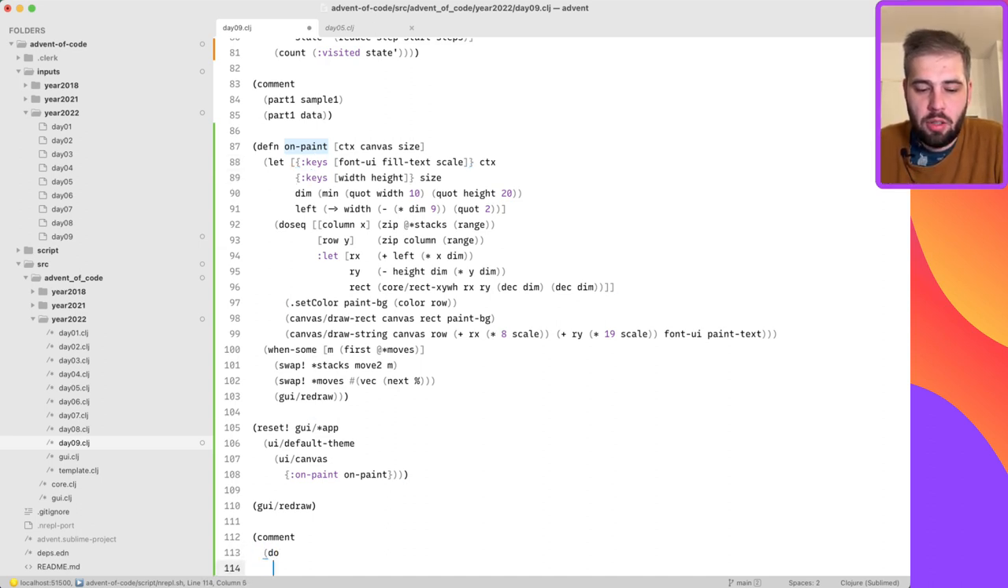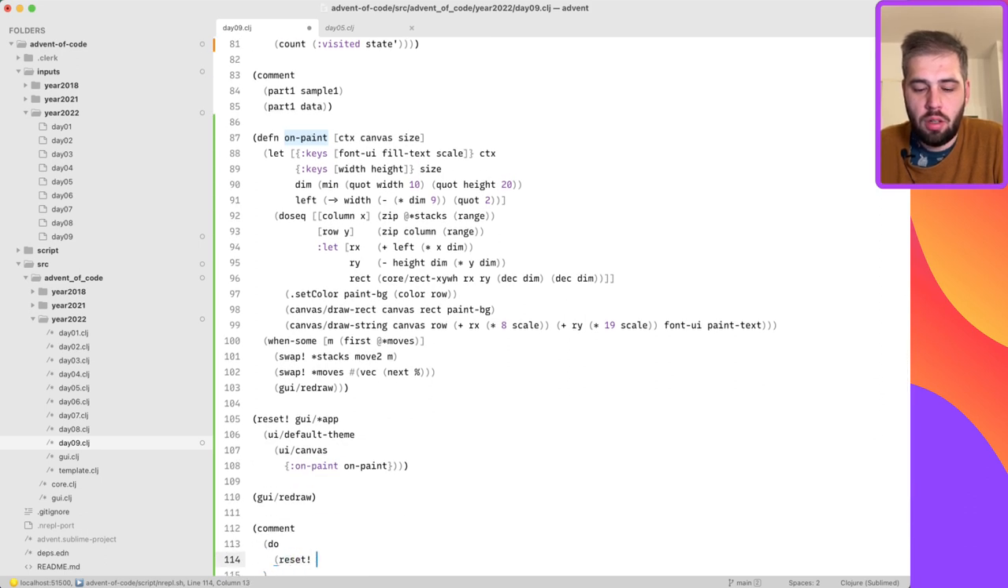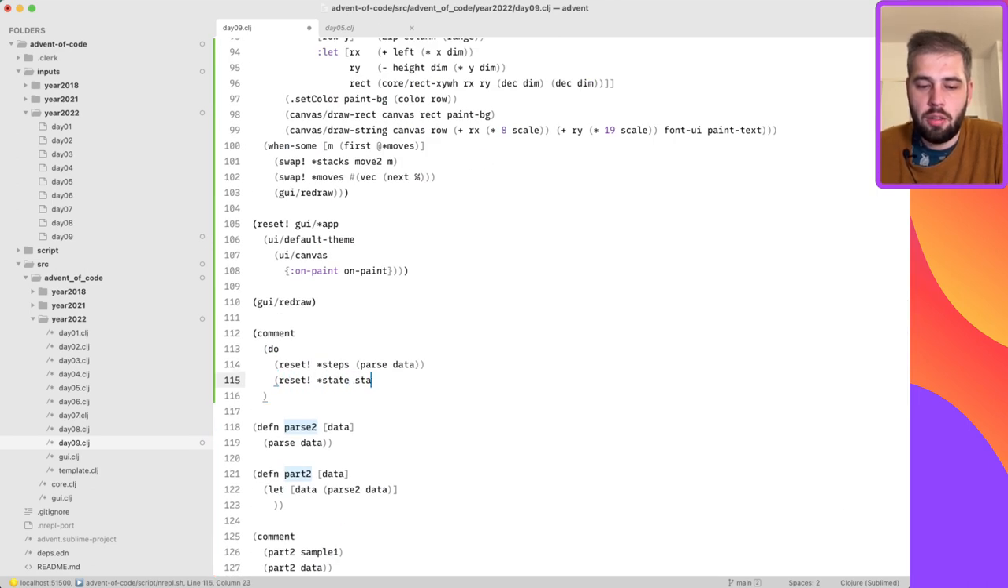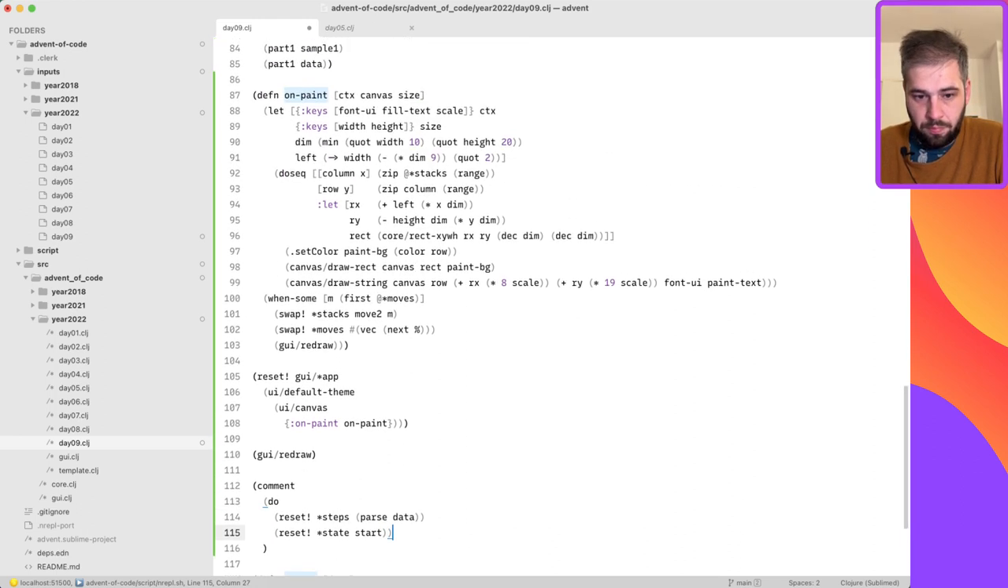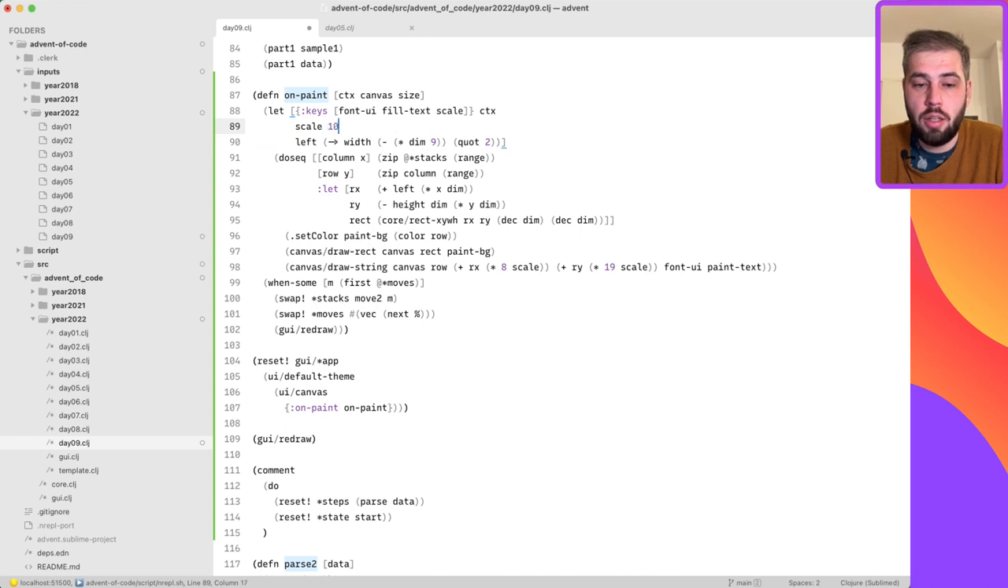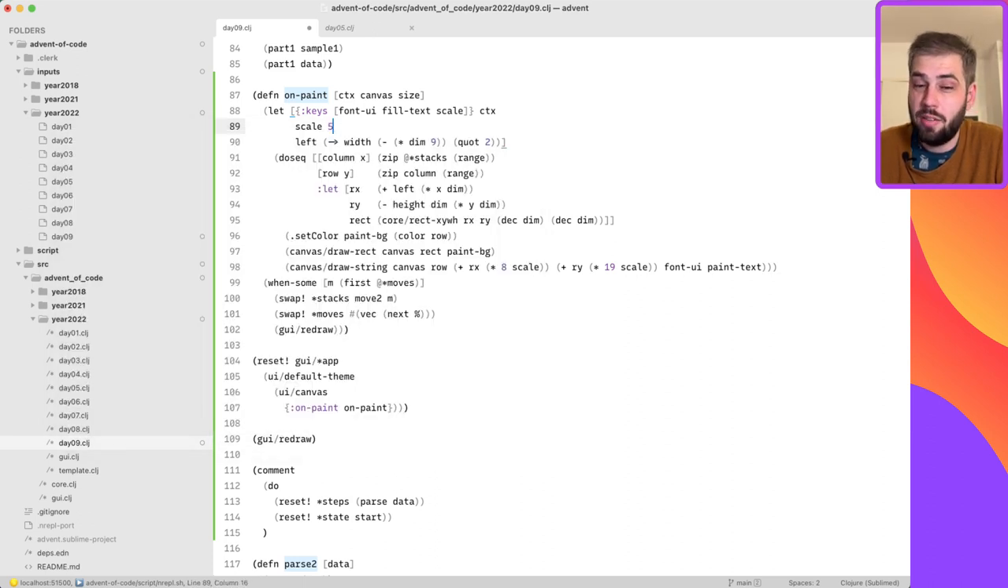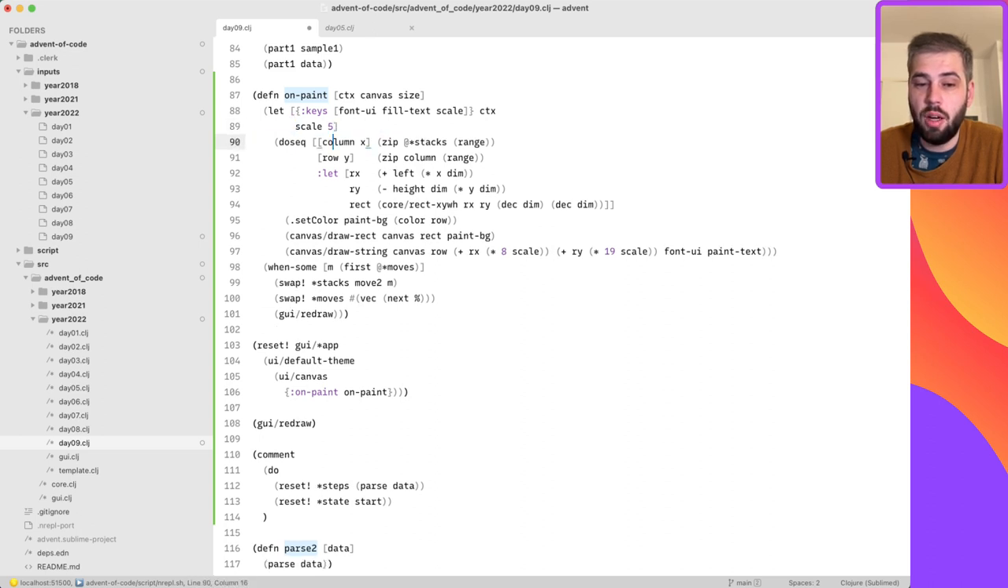Okay, so what we need is reset steps, parse the data, right? Reset state start, okay? Okay, and here basically what we're gonna do is what the project had. That's super simple, but yeah, of course. Let's call it, I don't know, scale, and scale is gonna be 10. It means if 100 by 100, 1000 by 1000, no, it's like probably 5. Okay, let's call it 5 for now.